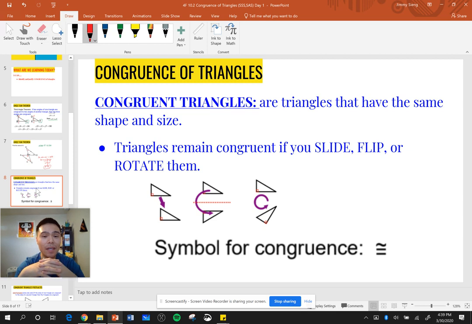But just like with congruent polygons, it's the same idea of congruent triangles, okay? Congruent triangles are triangles that have the same shape and size. So if they have the same shape and the same size, then we're good, right? They're congruent even if you slide them, flip them, rotate them, right? It's the same thing as my hands. I can flip them, rotate them, move them however I want. But theoretically, if the lengths and the angles stay the same as I move around, they're going to be congruent to each other, okay? The symbol for congruence, remember, is the equal sign with the squiggle on top.